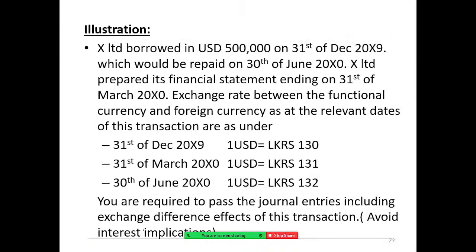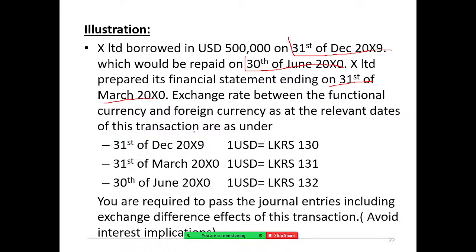Now we have another example. X Limited borrowed 500,000 US dollars on 31st December 2019. So the date is very important. It would be repaid on 30th June 2020. X Limited prepared its financial statements ending 31st March.